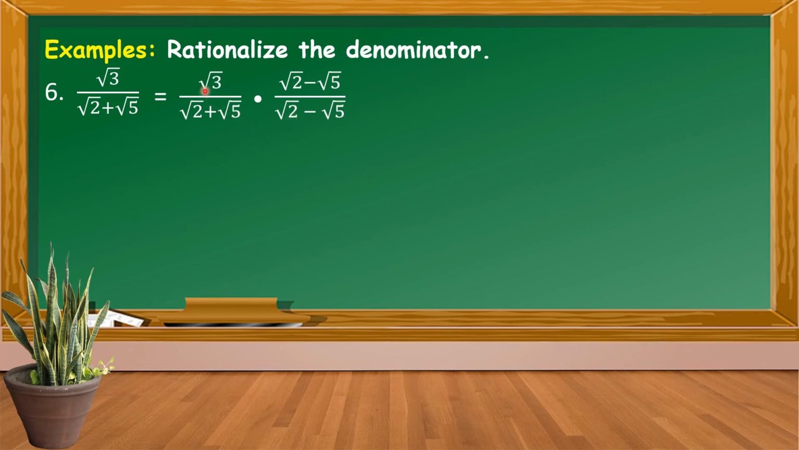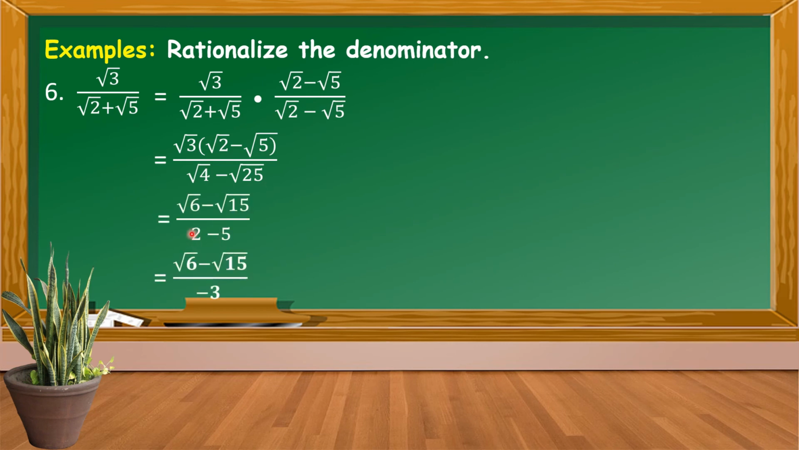Then, in the numerator, we are going to use the distributive property. So, square root of 3 times the quantity of square root of 2 minus square root of 5. Then, in the denominator, this is the sum and difference of two squares. Square root of 4 minus square root of 25. Then, in the numerator, we distribute. So, we have square root of 3 times square root of 2, that is square root of 6. Then, square root of 3 times square root of 5, that is square root of 15. So, minus square root of 15.